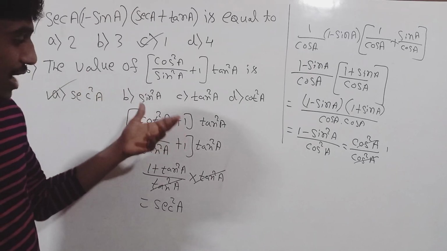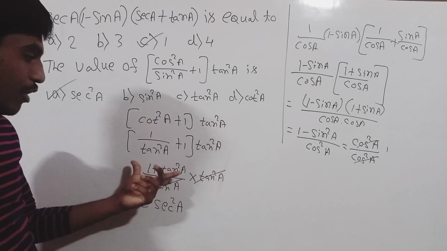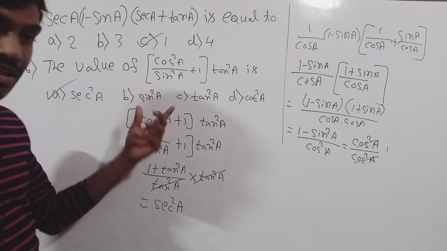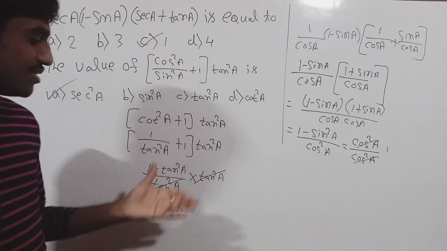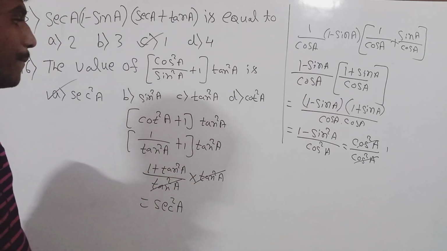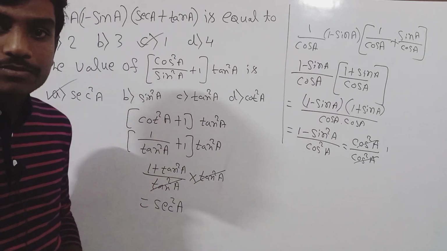So when they give a question like this, you need to analyze. If they give in the option 1 plus tan square A, you can take that. Otherwise, see for the options and then you need to circle that answer.